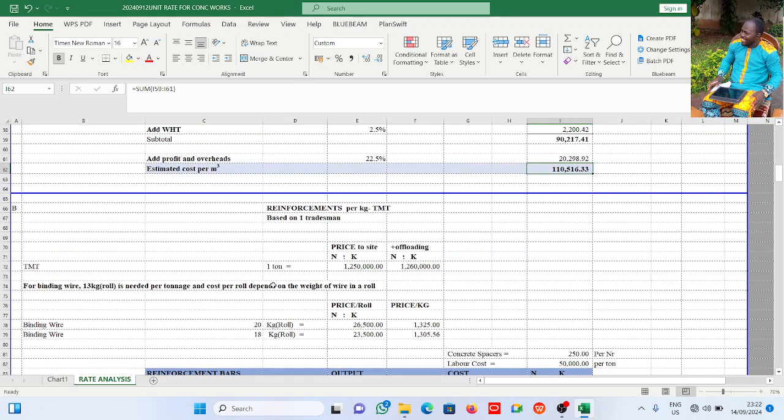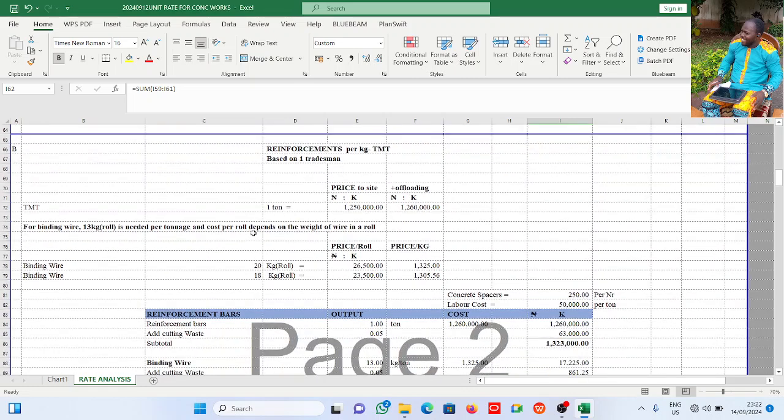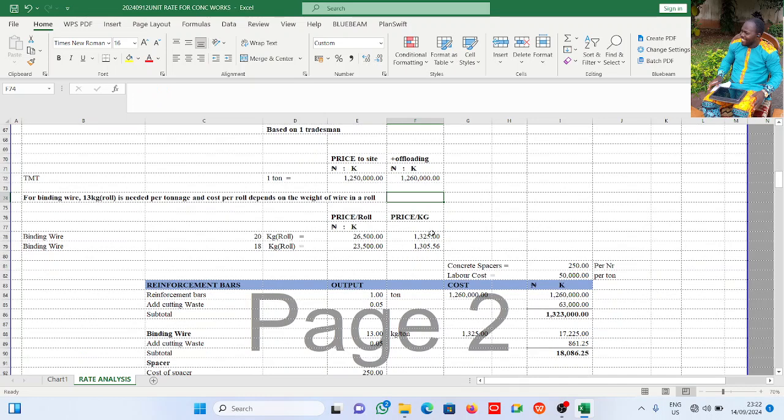All right, now we'll go quickly to reinforcement. It could be TMT, it could be local, because their prices are different. Now reinforcement per ton is 1,250,000 now, because it's quite expensive. Transportation is 10,000 per ton, that gives us 1,260,000. And of course we'll be needing binding wires for the work.